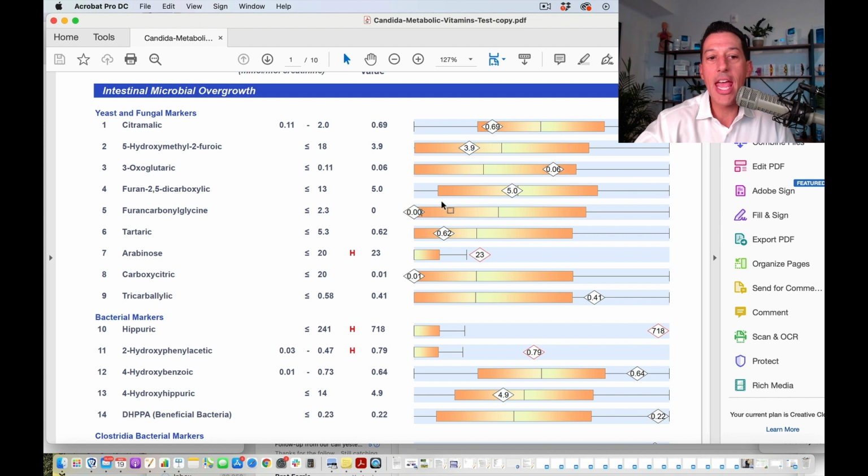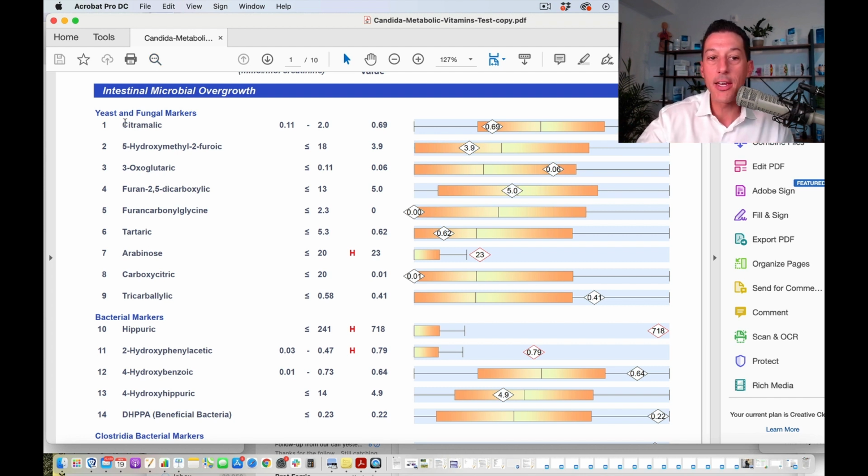Okay, and you don't need to know what all of these mean. You really don't. Citramalic acid, tartaric acid, arabinose, which is arabinic acid, carboxycitric acid, tricarboxylic acid. You don't need to know what those mean, okay? Your job is, it's like doing taxes. You don't need to know that. Someone could do them for you, tell you what it means if you choose to. However, I want you to be an active participant in your health.